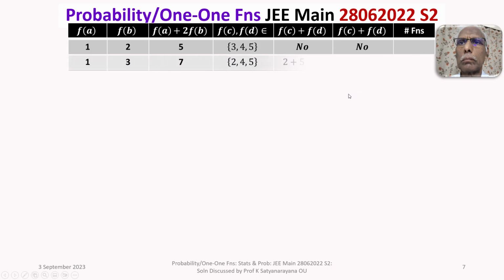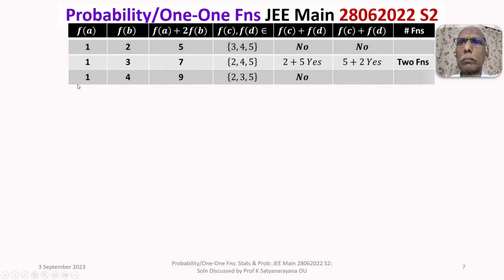Can I write 5 as the sum of any two numbers of this set 3, 4, 5? No functions. So now let us say F of A is equal to 1, F of B is 3, then F of A plus 2 times F of B is 7. F of C and F of D can come from 2, 4, 5, but 7 can be written as 2 plus 5, one function, 5 plus 2, the other function. Then you will get two functions which will qualify this condition. Agreed. Next, 1, 4, no. 1, 5, no. So in this case, F of A is equal to 1, only two functions will qualify.